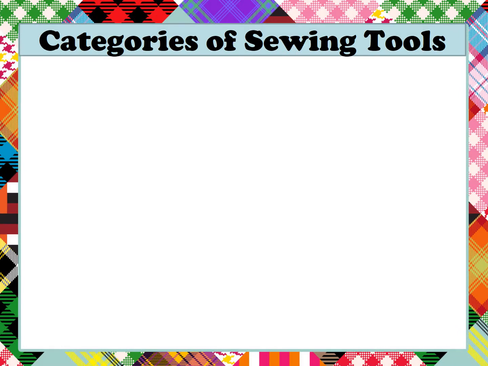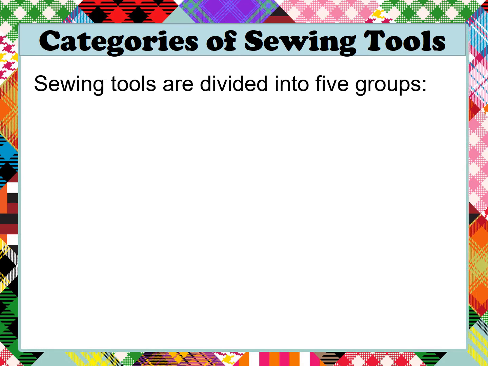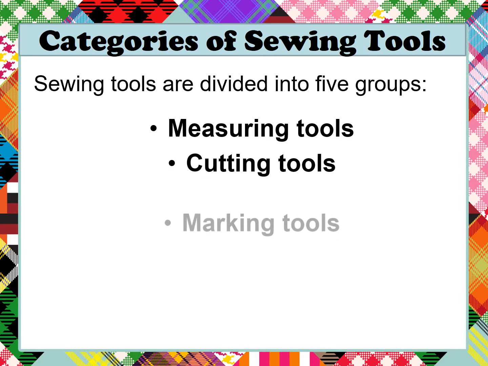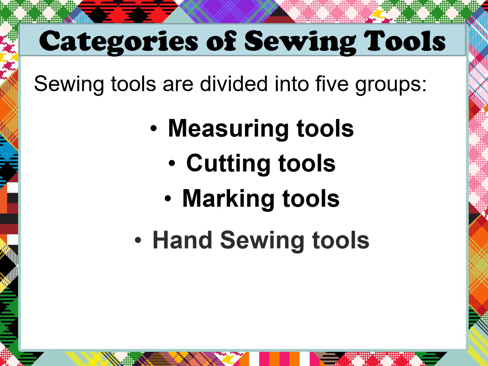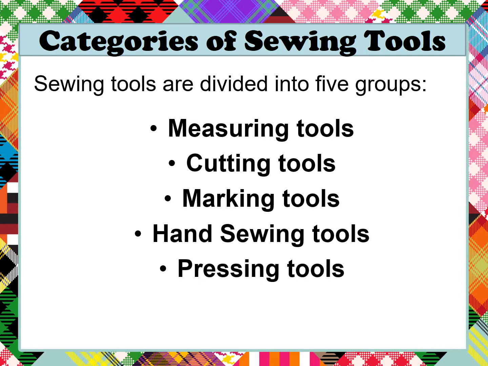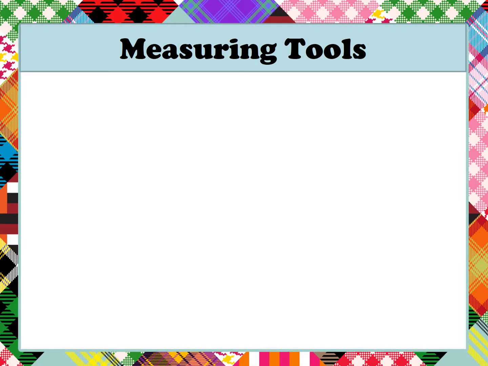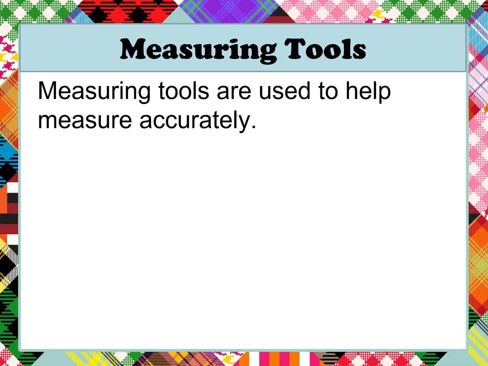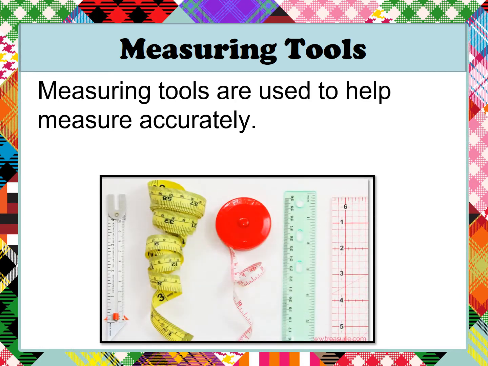Sewing tools are placed in categories. There are 5 categories of tools. Number one, measuring tools. Two, cutting tools. Three, marking tools. Four, hand sewing tools. Five, pressing tools. Now we're going to look at the category samples. First, measuring tools. Measuring tools are used to help measure accurately.